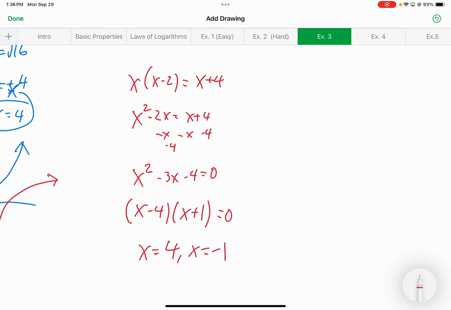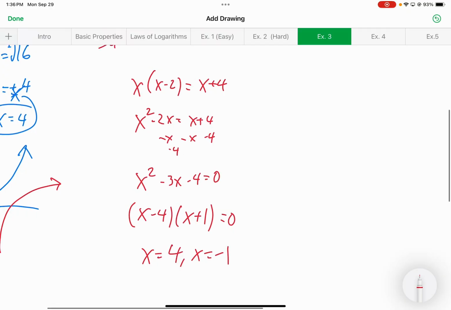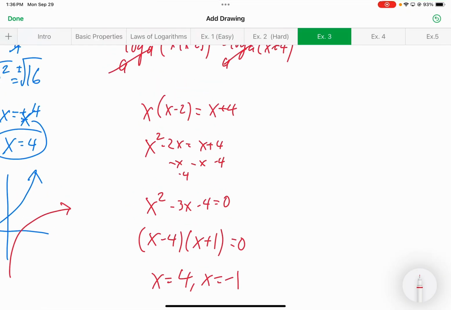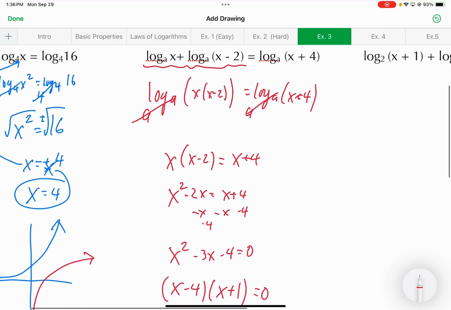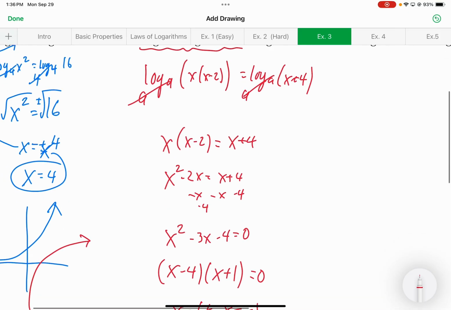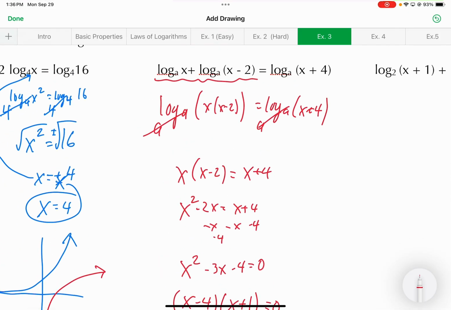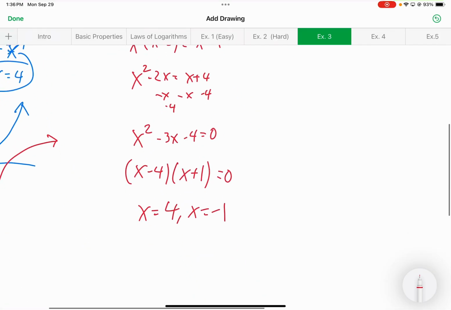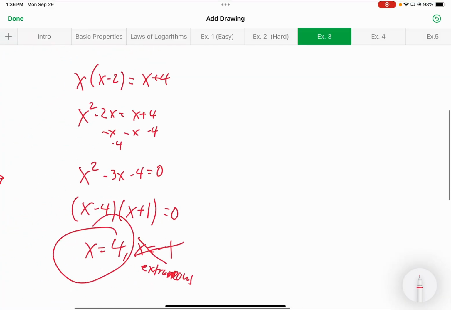But we need to check for extraneous solutions, which are solutions that you arrive at naturally, but when you plug them back into your equation, do not fit your domain. Okay? So if I plug in 4, am I going to have any issues? No, because I would have log base a of 4 plus log base a of 4 minus 2 equals log base a of 4 plus 4, which is 8. However, if I plug in negative 1, the first term would be log base a of negative 1, which I cannot have. So I'm going to cross that off. It is extraneous. Okay, so my only answer there is x equals 4.